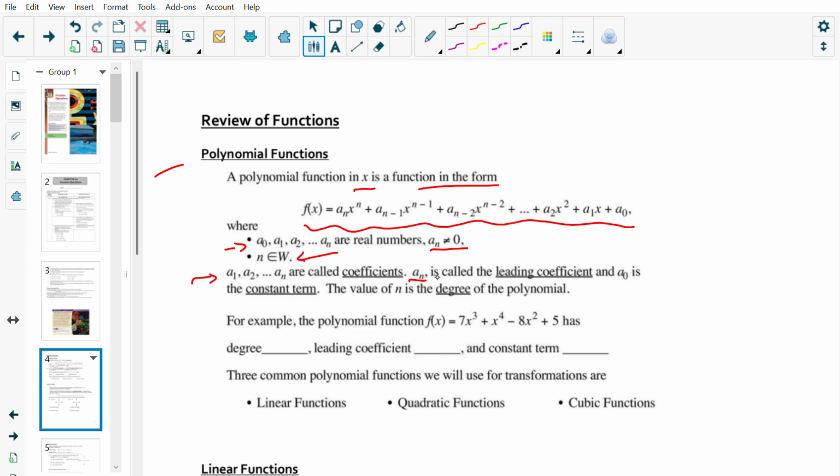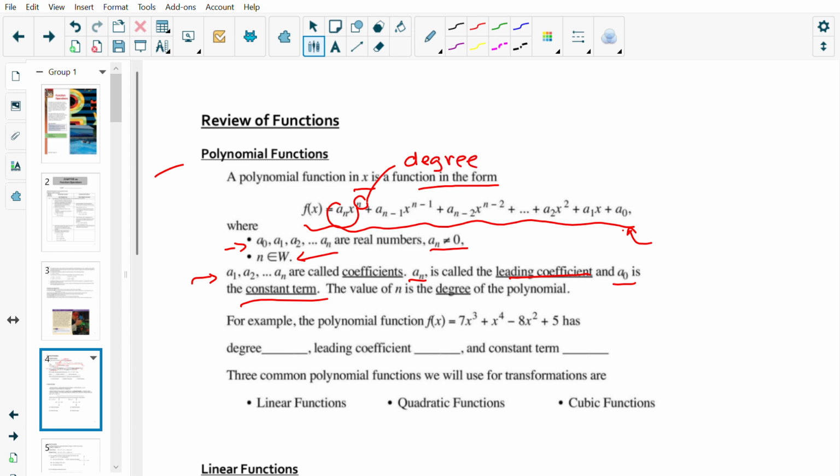The first a right here, this is the leading coefficient, and a0 is the constant term, so this is like a number. The value of n is the degree of the polynomial, so here's that exponent. This will tell you the degree.